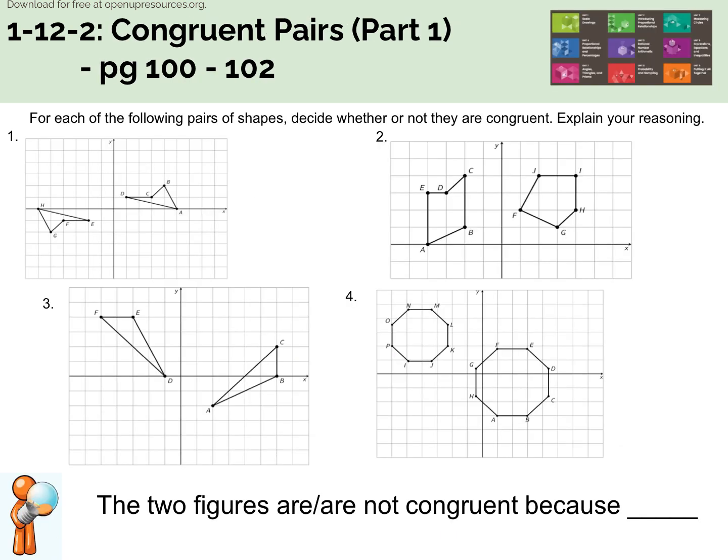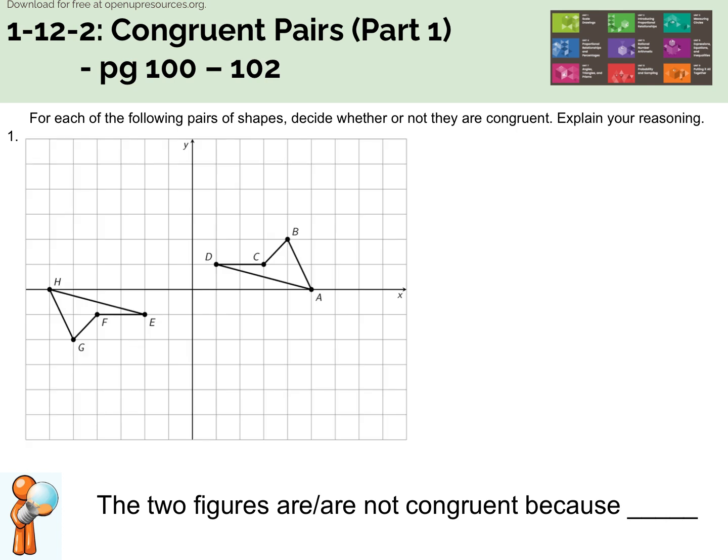All right, let's turn the page. We're going to start with page 100. It goes all the way to 102. And what you're going to do is you're going to decide numbers 1, 2, 3, and 4, whether or not they are congruent or not. And then you have to explain why. So here is number 1. So take about 30 seconds. Find out if these are congruent or not.